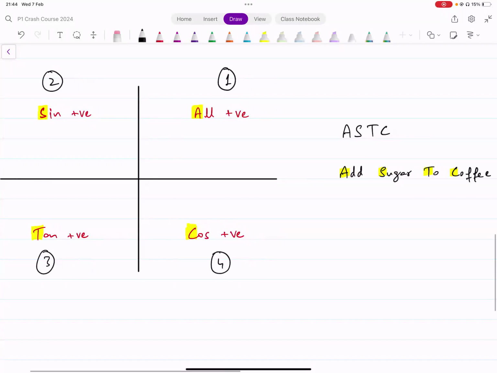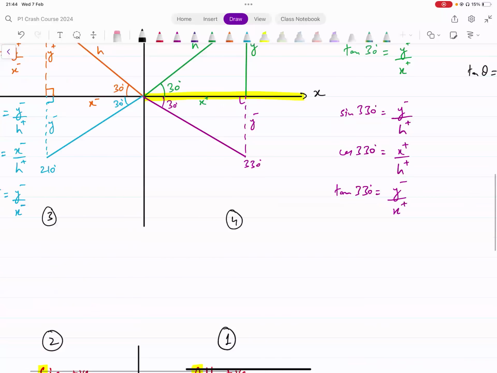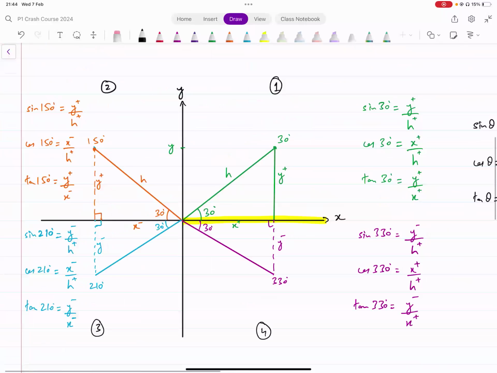In the first quadrant, all ratios are positive. In the second, sine is positive. In this third, tan is positive. And the fourth, cos is positive. ASTC, add sugar to coffee. That's a way to remember this. This is what you need to remember, that for each quadrant, which ratios are positive and which ratios are negative. That's one result that we get from this exercise that we just did.